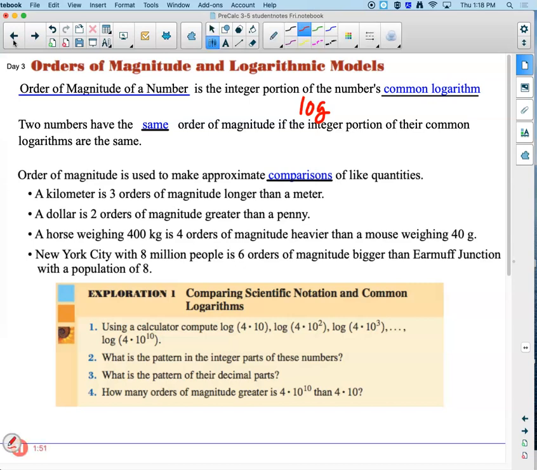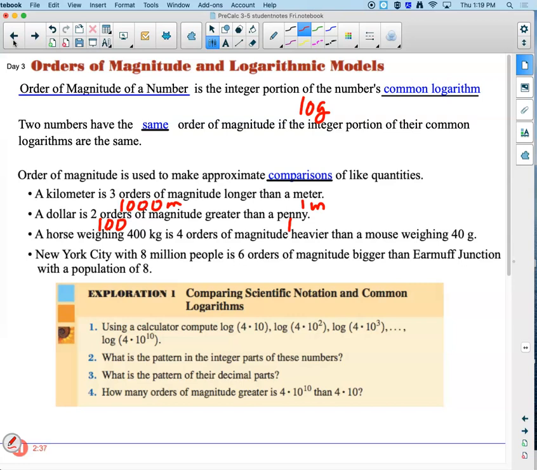So it says a kilometer is 3 orders of magnitude longer than a meter. And I think, well, a kilometer is 1,000 meters compared to 1 meter. So the 3 orders of magnitude just comes from the 3 zeros. And that's what it comes from. It's the 3 zeros. Because remember, we're talking about the logarithm base 10. A dollar is 2 orders of magnitude greater than a penny. So if we're thinking in terms of cents, a dollar would be 100 pennies versus 1 penny. And notice, yep, there's 2 zeros. So that's why it's called 2 orders of magnitude.